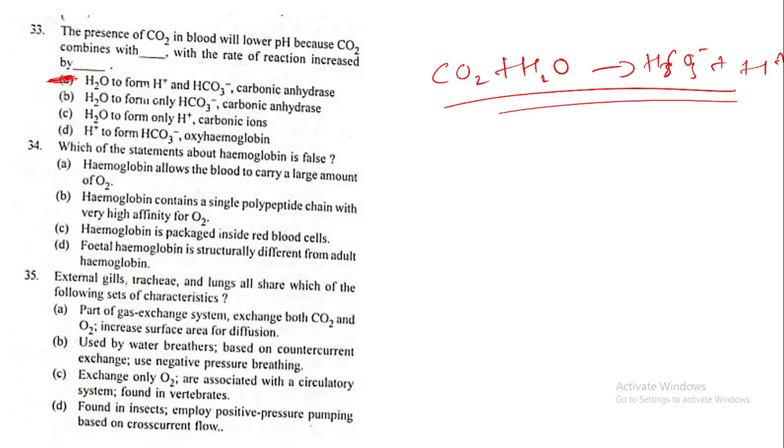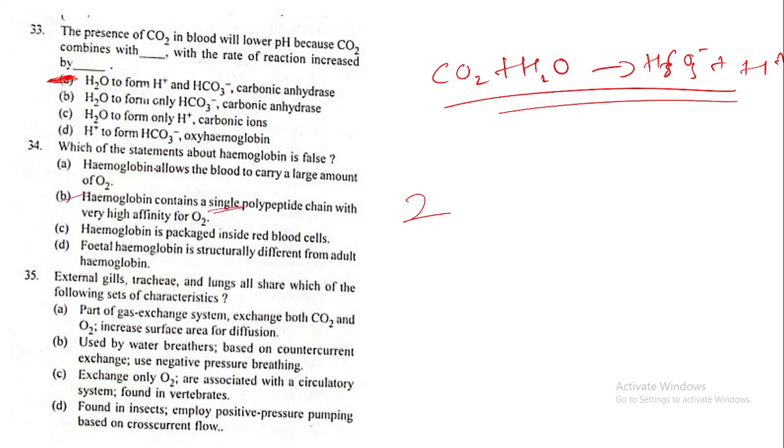Which of the statements about hemoglobin is false? Is it that hemoglobin allows the blood to carry a large amount of oxygen? Need not be, because every hemoglobin allows only 4 atoms of oxygen. Hemoglobin contains a single polypeptide chain with a very high affinity for oxygen. Understand that hemoglobin contains 2 polypeptide chains and not 1. So, we right away know that this is the right option.